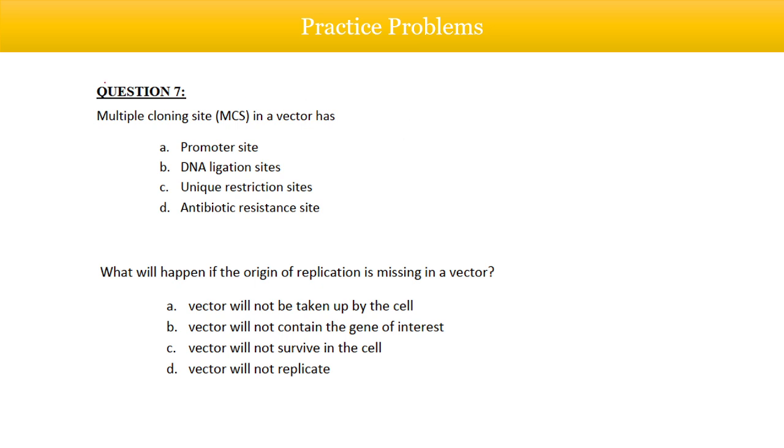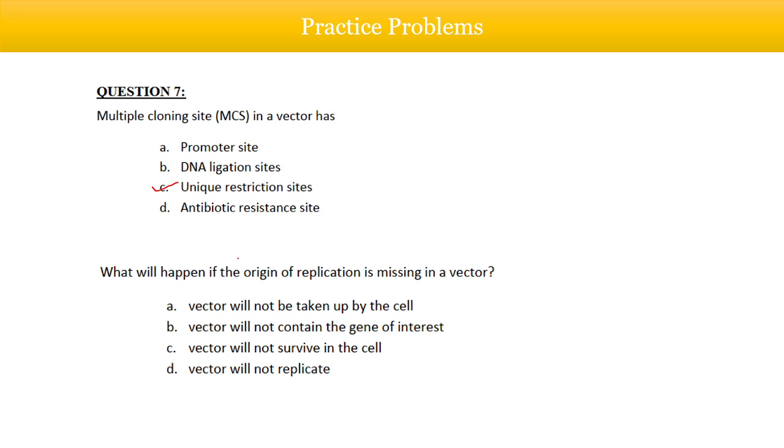Now you have an MCS, that is the multiple cloning site in a vector. So what does the MCS have? Promoter site, ligation sites, restriction sites, or the antibiotic resistance. So what are multiple cloning sites? Those are the sites that have sequences identifiable by the restriction enzyme, which can identify the palindromic sequences and cut at different portions. So you have different restriction enzymes identifying different sequences and cutting. So these are the unique restriction sites.